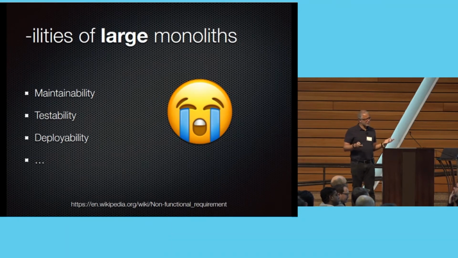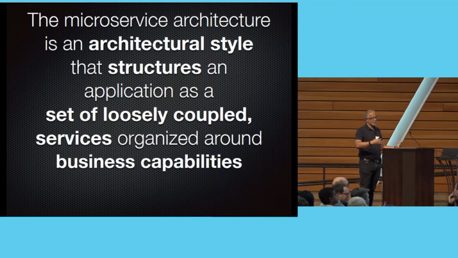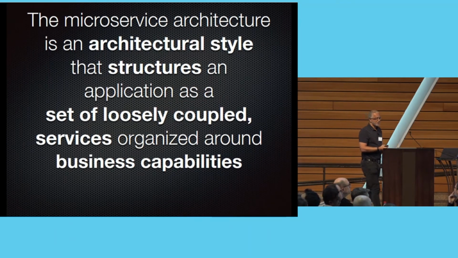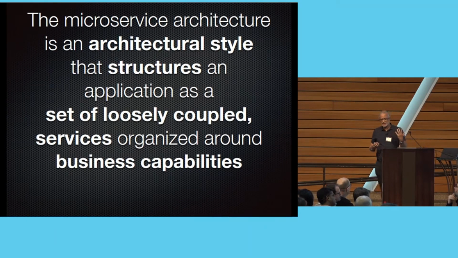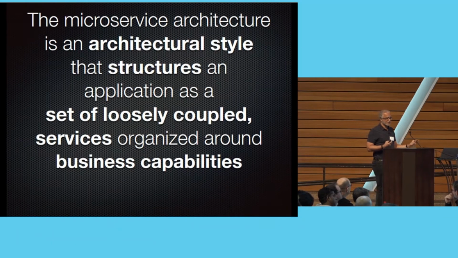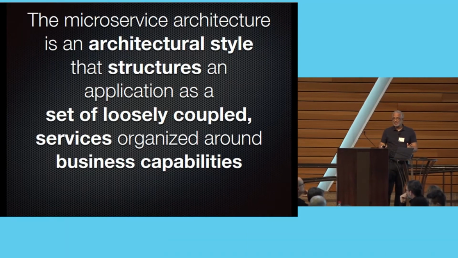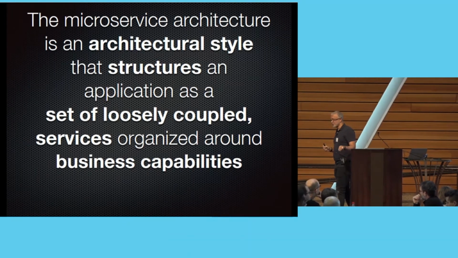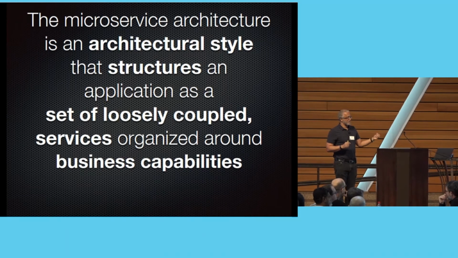And so the idea, of course, is that instead of building one big thing, we just split it up into smaller things that are easier to develop and test. And so that is in essence the microservice architecture. So you can define it as an architectural style in the implementation view that structures the application as a set of executables or services. And those services are loosely coupled, and they're organized around business capabilities.